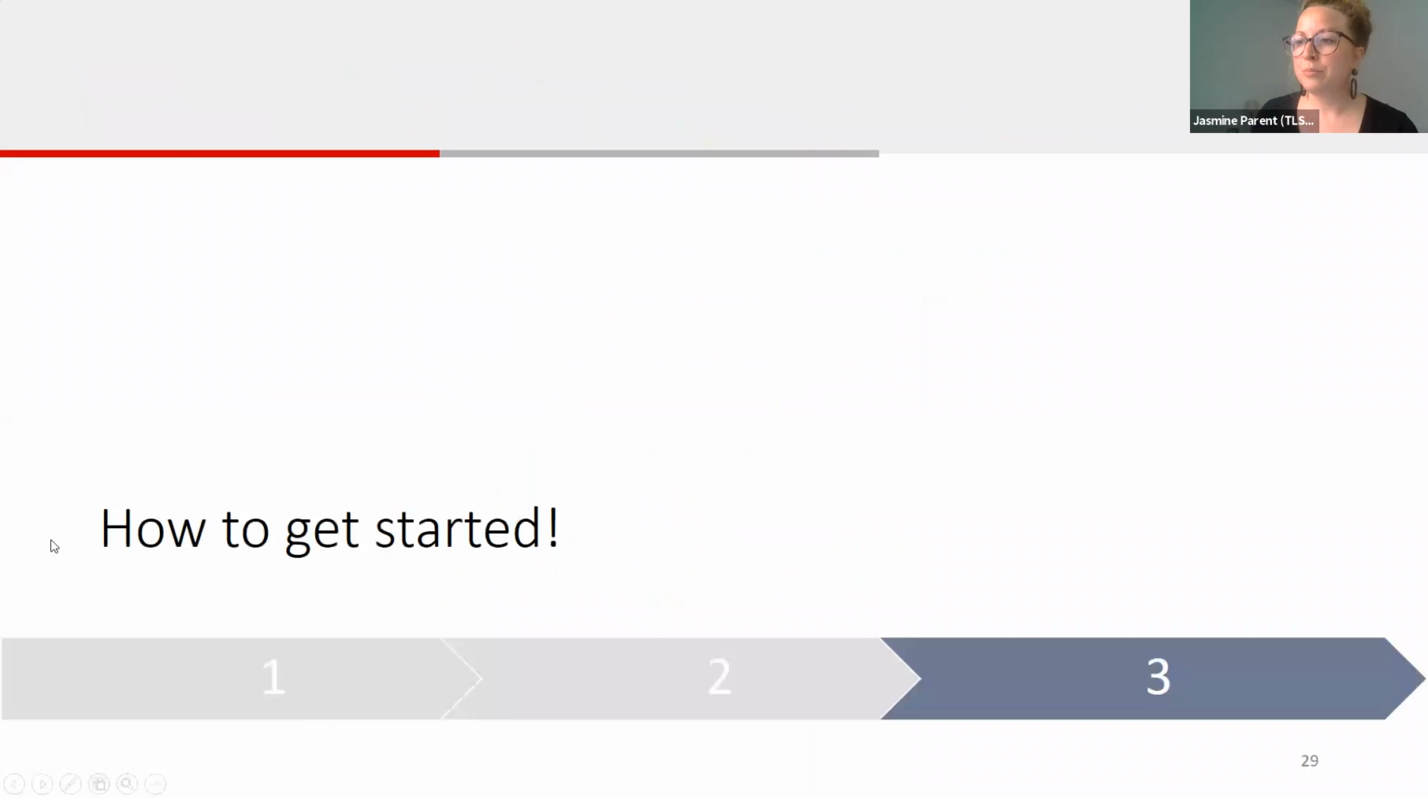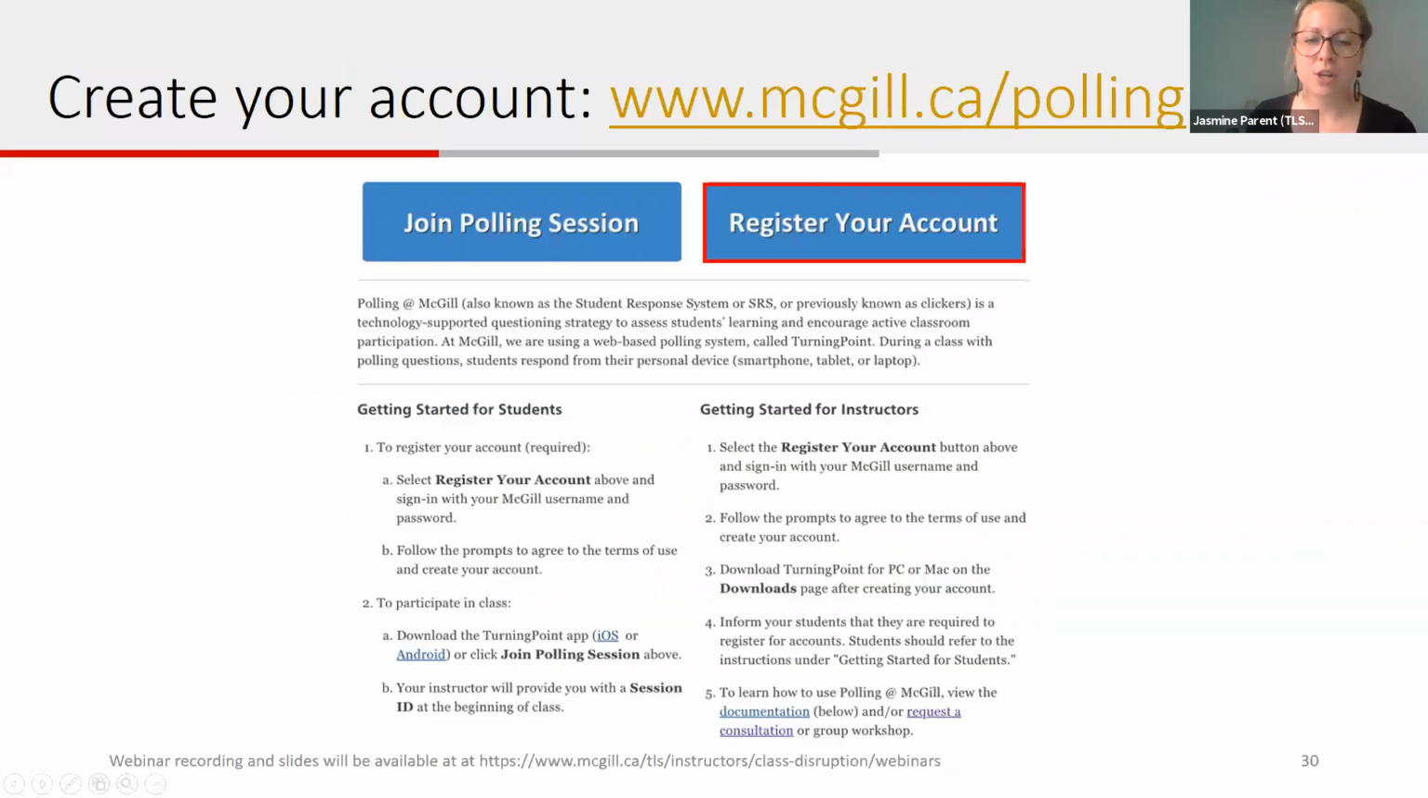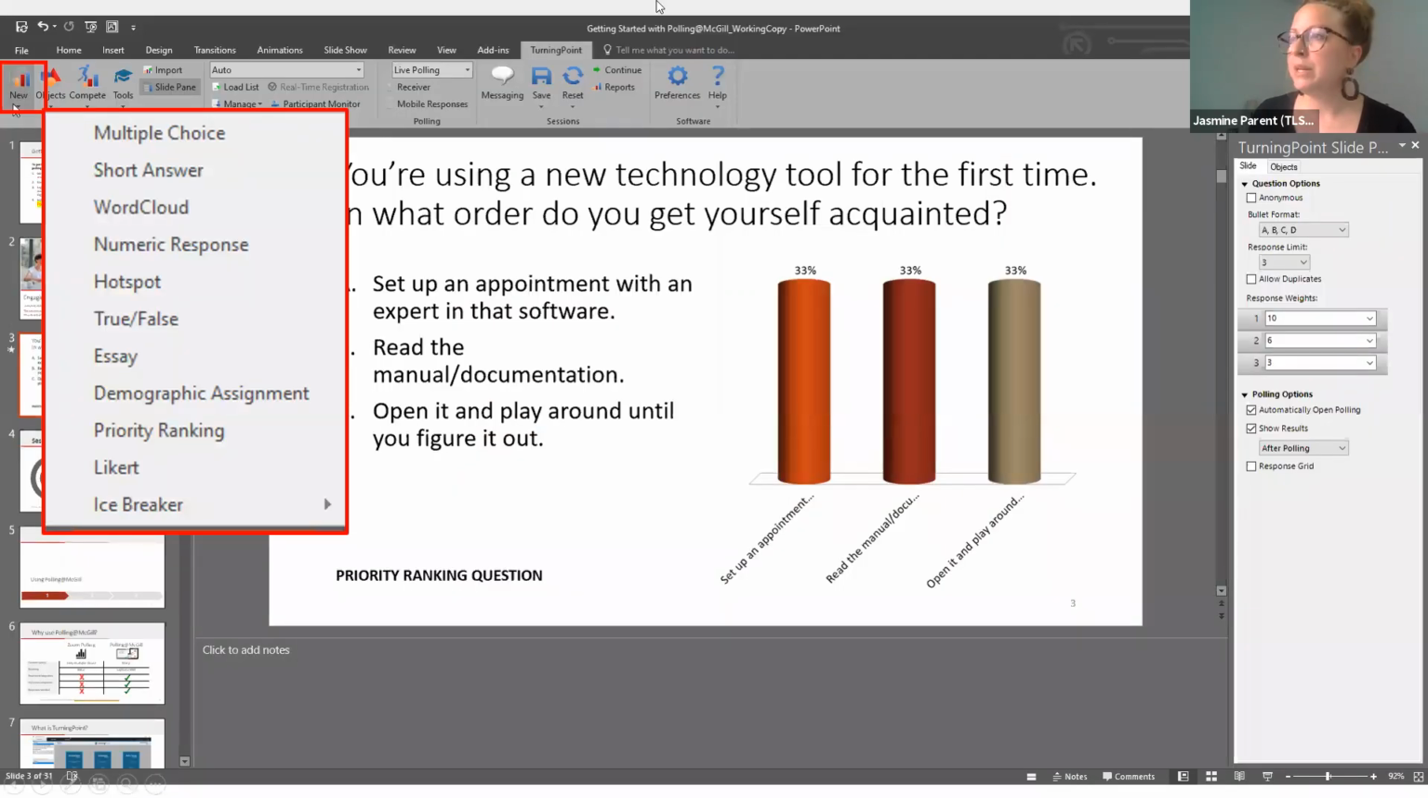So we're going to talk very briefly about how to get started with Turning Point. First things first, you will want to register your account at mcgill.ca/polling. We have step-by-step instructions here on how to get started with registering and downloading the software. Once you have it set up and installed, you open Turning Point and your PowerPoint. You will see a tab that says Turning Point, which you can use to create your questions. To create a question, it's just a matter of clicking New and then selecting the question type that you want. It's going to insert a slide with that question type, and you just type in the question and the responses that you want to use.